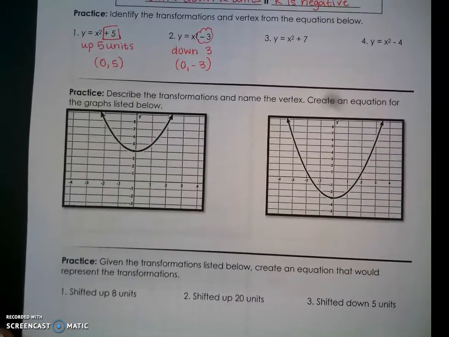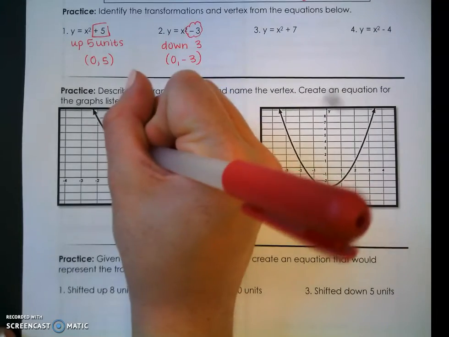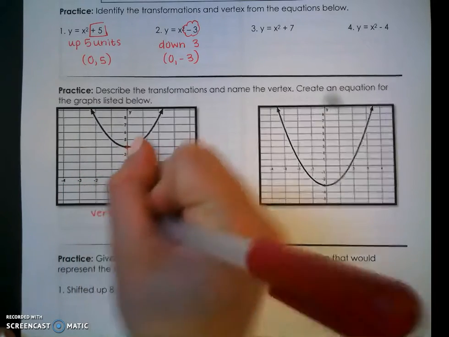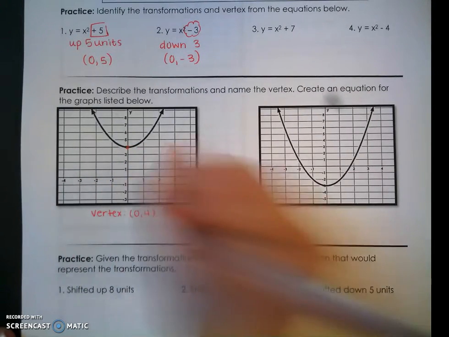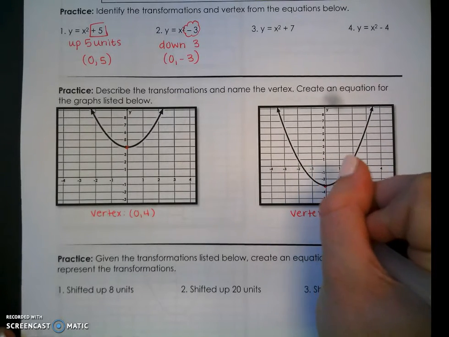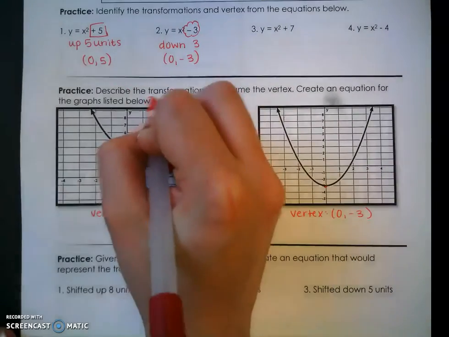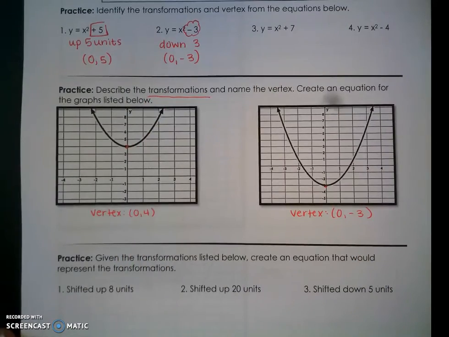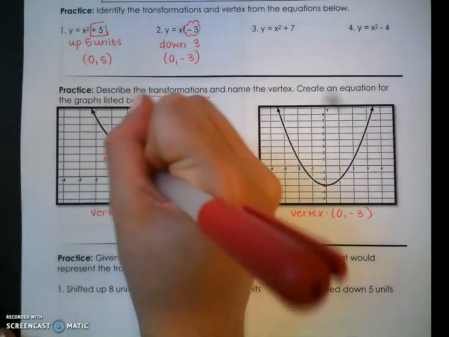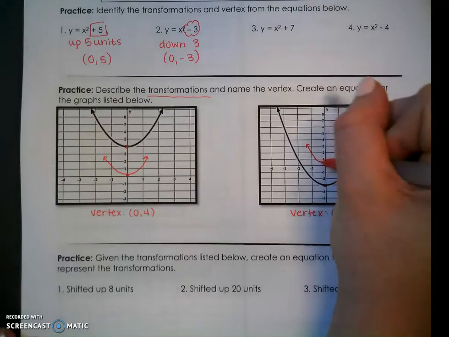On the graphs, we're doing the same type of thing. My vertex here is at 0, 4. And on this one, my vertex is at 0, negative 3. And when you're describing the transformations, remember that your parent function has a vertex at 0, 0, and is U-shaped from there. So it doesn't have to be a perfect little sketch, just wanted to kind of help you.